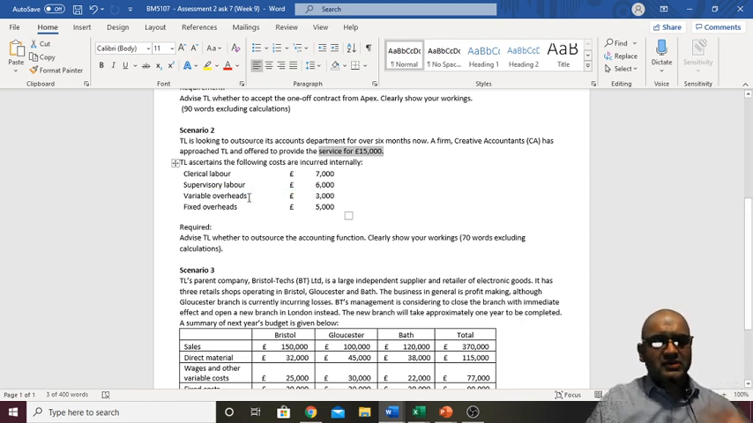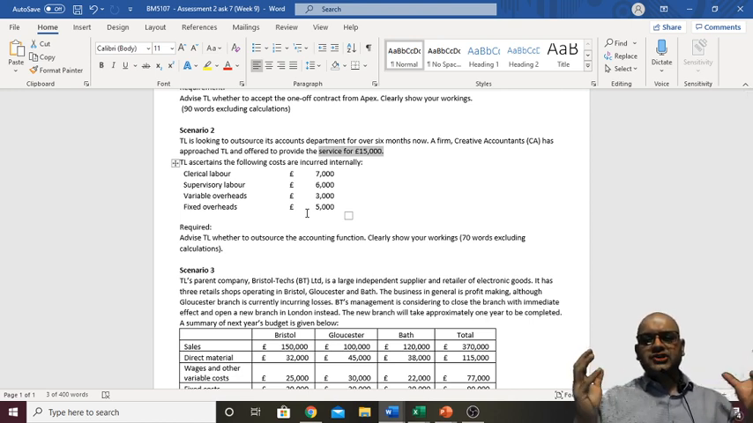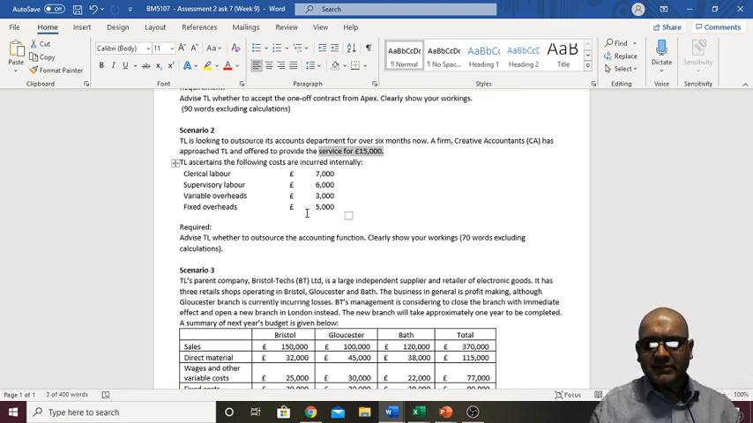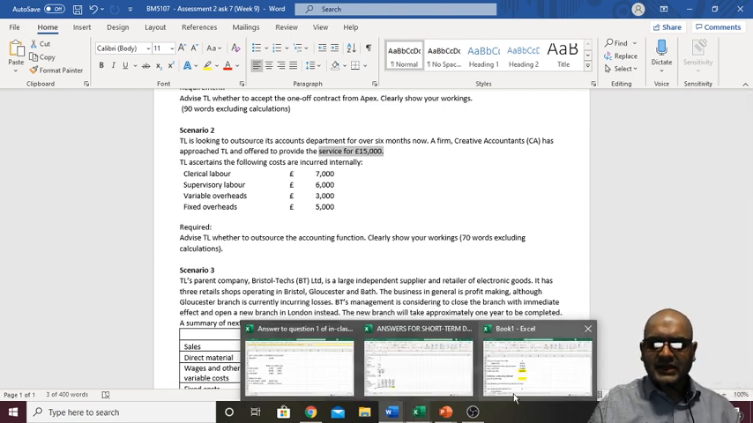Then other variable costs, yeah, clearly they will go as a result of outsourcing. And fixed overheads, 5,000, that's the company-wide overheads and therefore not specifically related to the accounting function. So only the costs which are related to the accounting function are going to be considered here, if they are variable costs. So let's have a look at this.